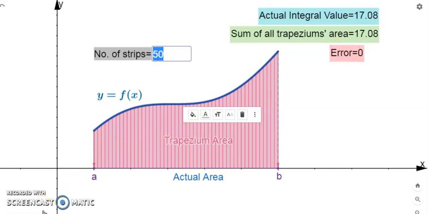And I hope this gives you a clear idea of what is going on in the trapezoidal rule. Thank you.